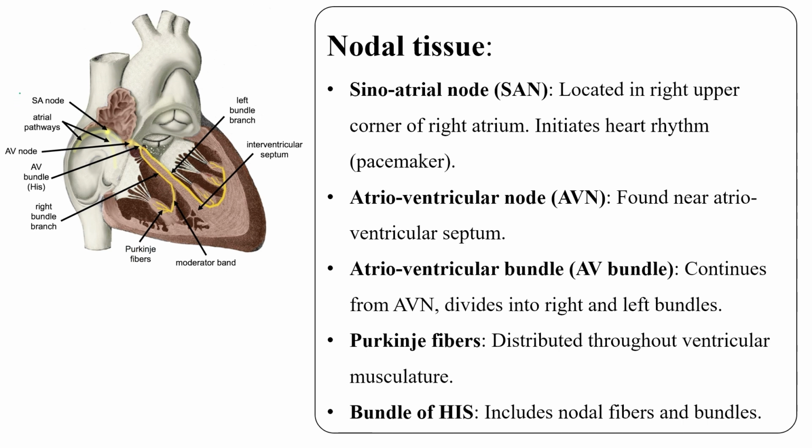So this one is the SA node, which is present in the right upper corner of the right atrium, followed by the AV node, which is present between the atrium and ventricle, right near the atrioventricular septum. Next, AV bundles continue from the AV node towards the ventricular side and divide the interventricular septum into two parts. Endings of this are known as Purkinje fiber, which is distributed throughout the ventricular musculature, and the bundle of His is present over here near the AV node. It includes nodal fiber and bundles.